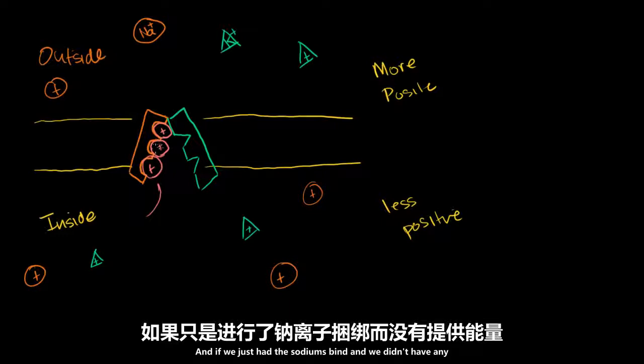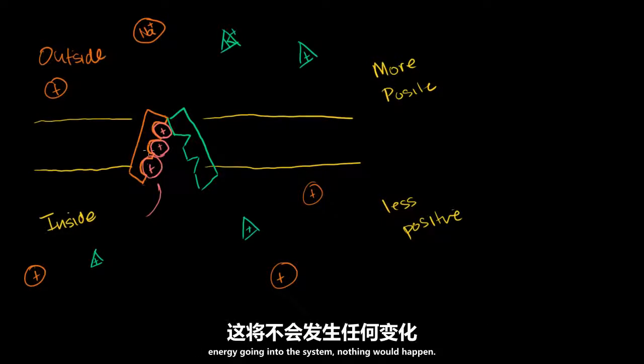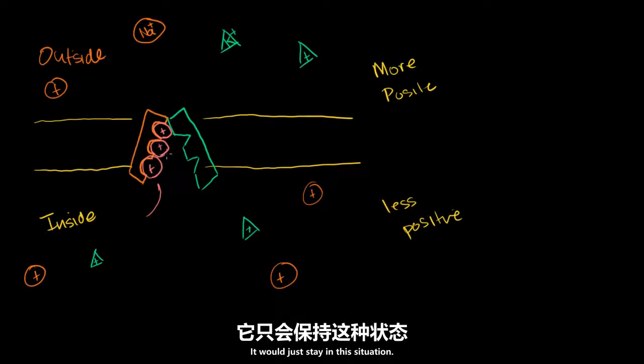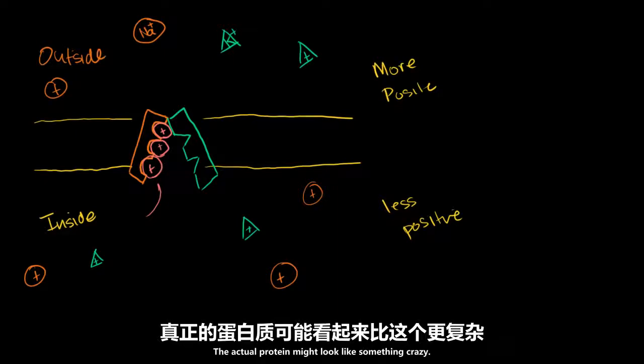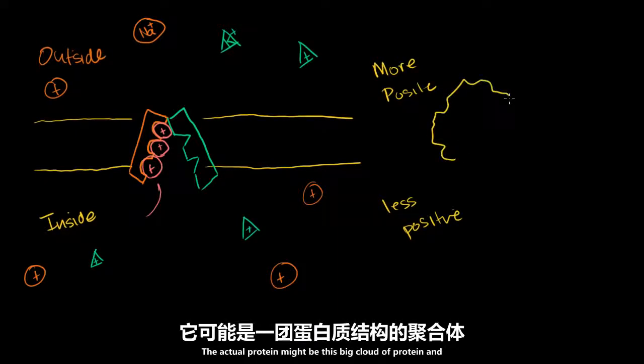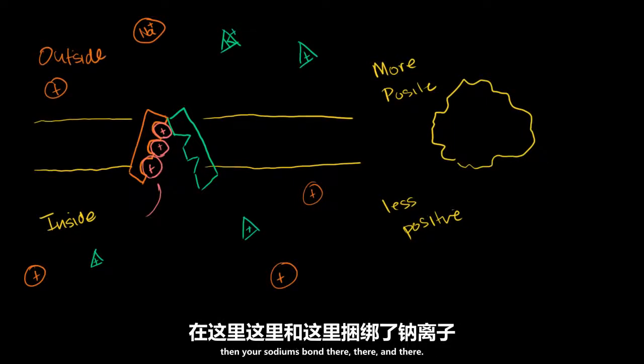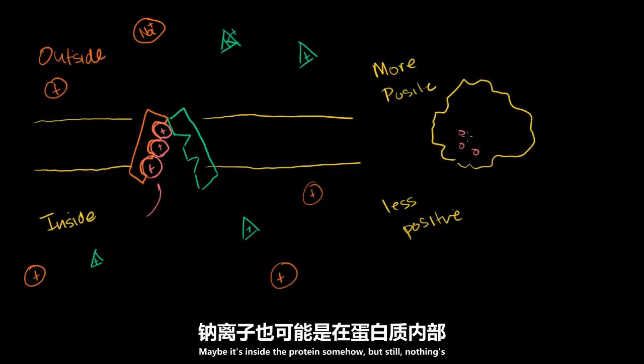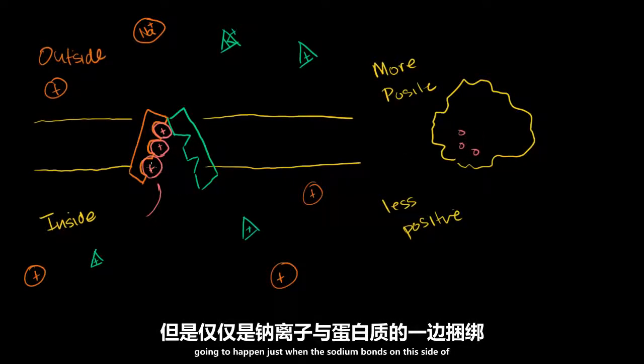And if we just had the sodiums bind and we didn't have any energy going to the system, nothing would happen. It would just stay in this situation. Now, the actual protein might look like something crazy. The actual protein might be this big cloud of protein, and then maybe your sodiums bond there, there, and there. Or maybe it's inside the protein somehow. But still, nothing's going to happen just when the sodium bonds on this side of the protein.